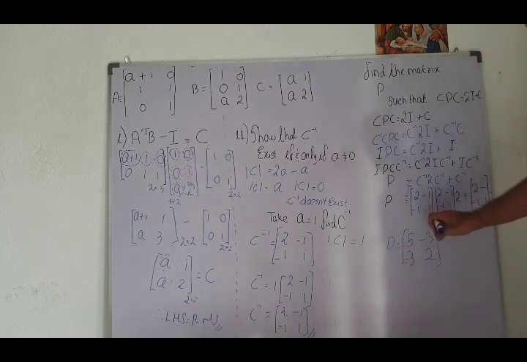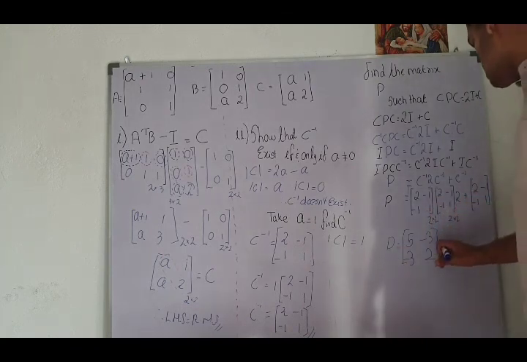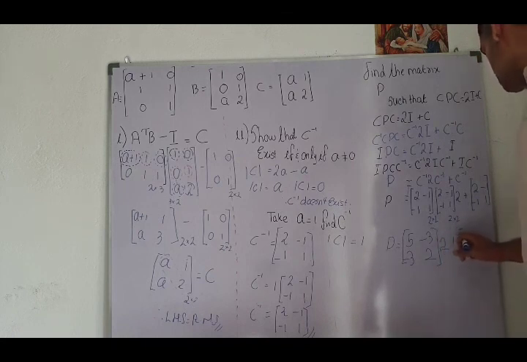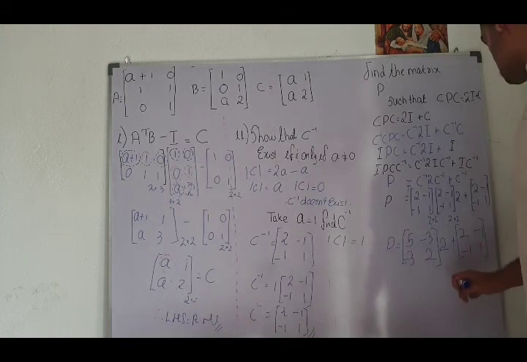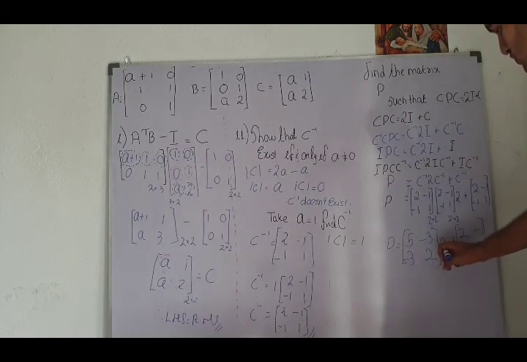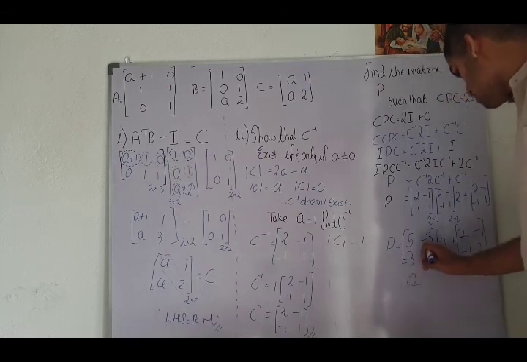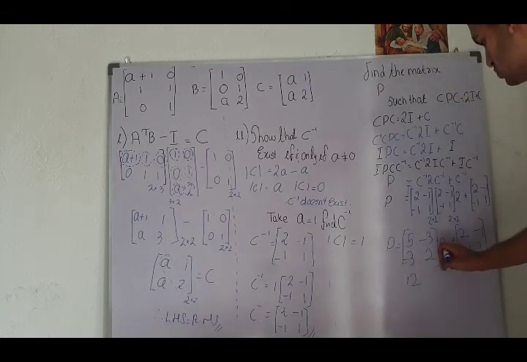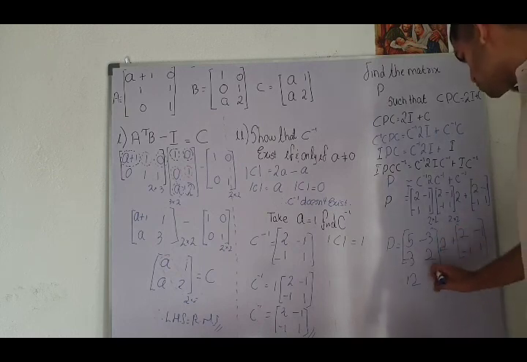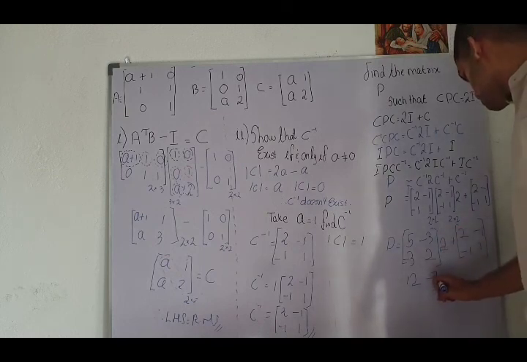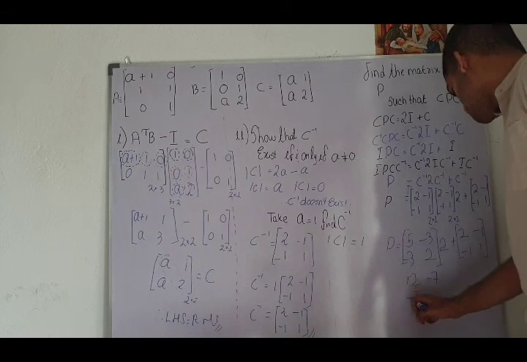So now we have this. The next thing which we have is 2 right here, then minus 1, minus 1 and 1. So 5 into 2 will give you 10, and adding gives 12. Minus 3 into 2 will give you minus 6, minus 6 minus 1 is minus 7. This will also be minus 7. And this will be 5.